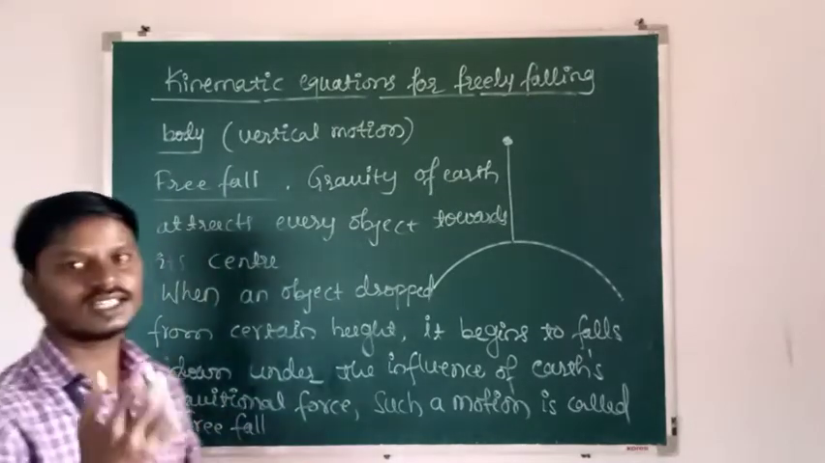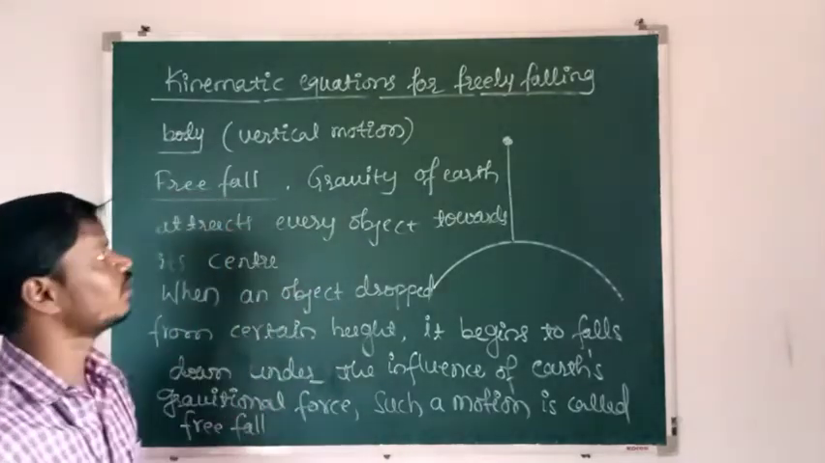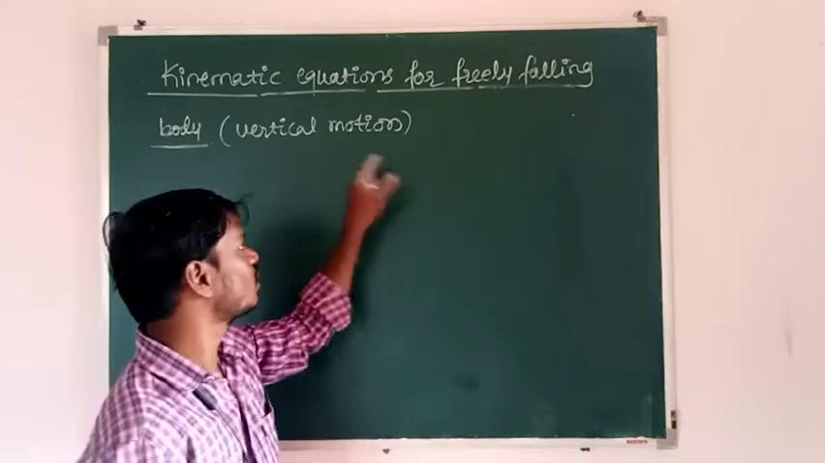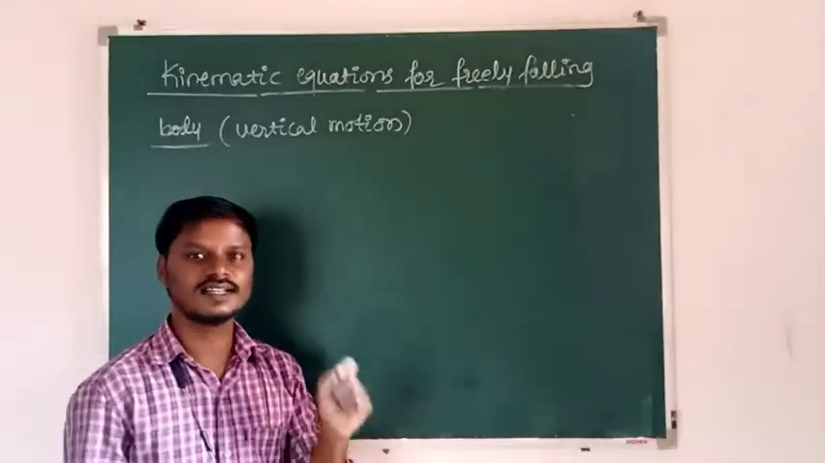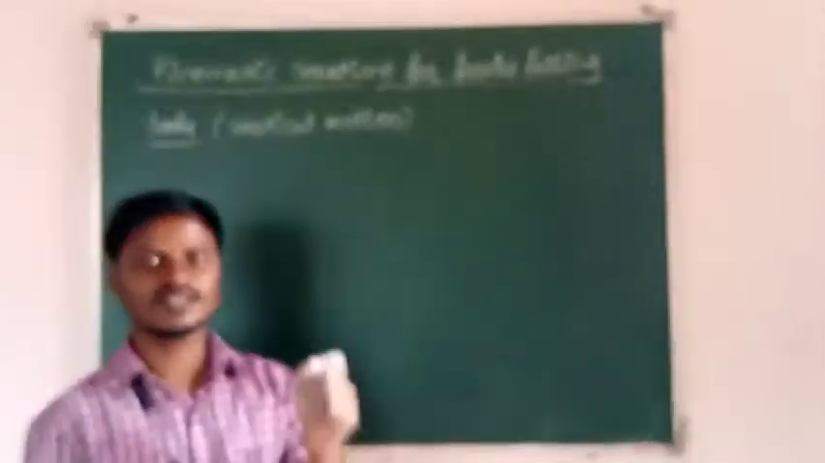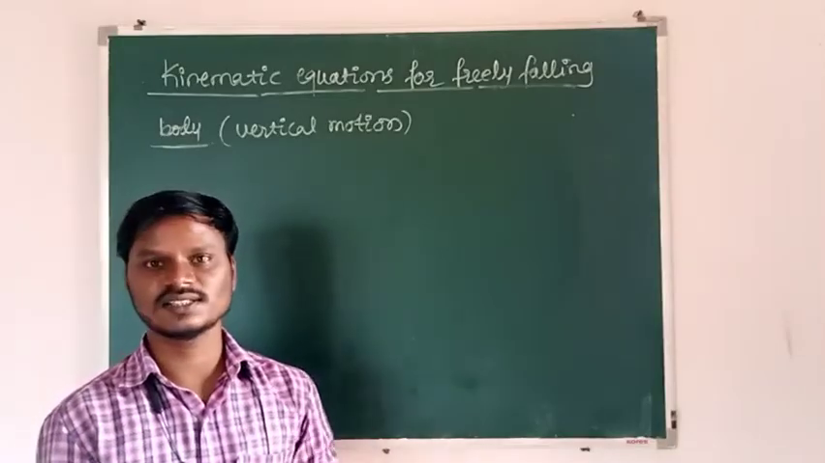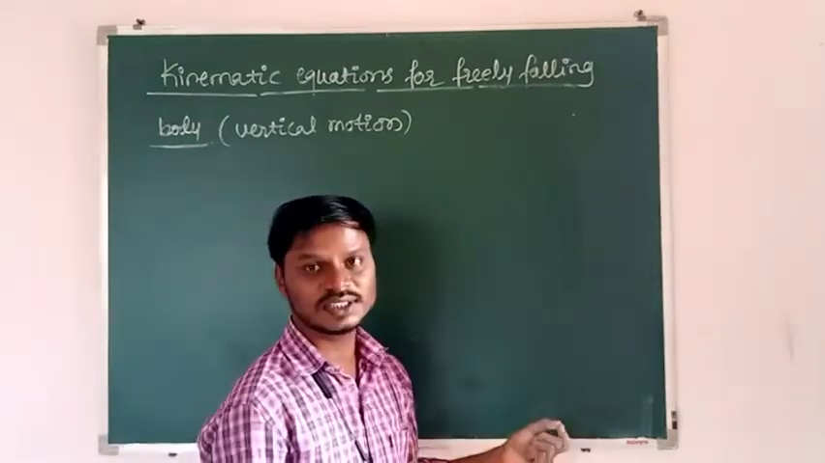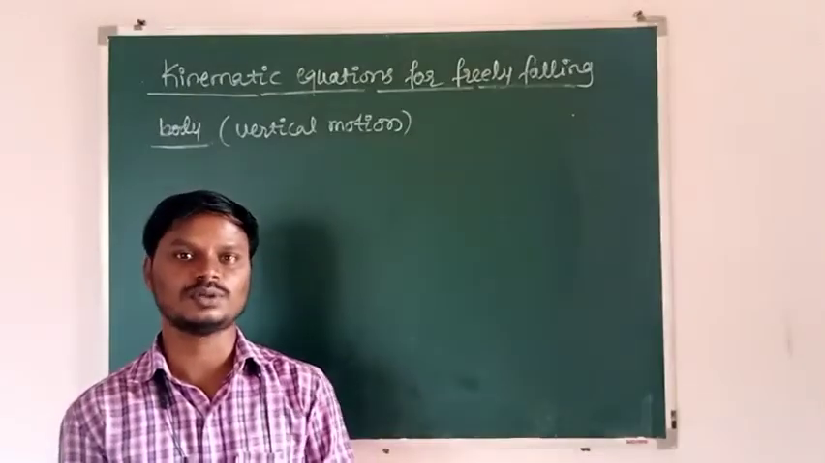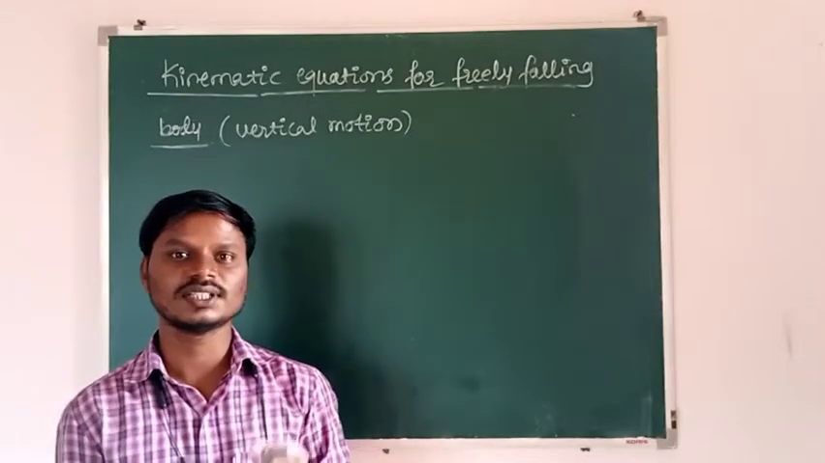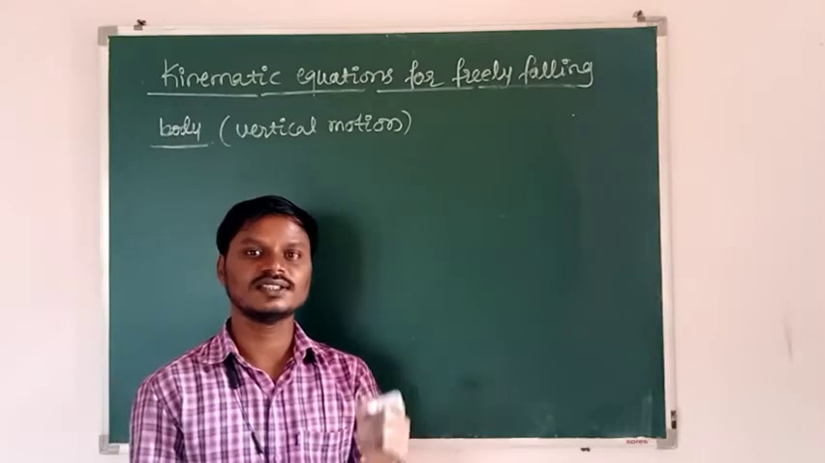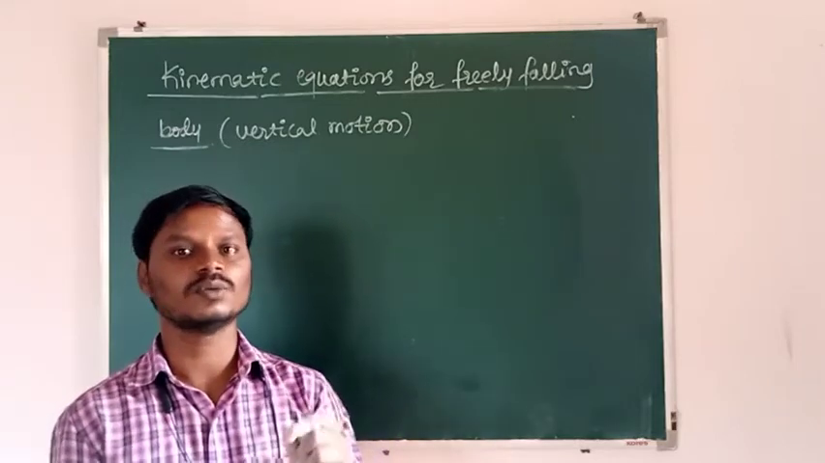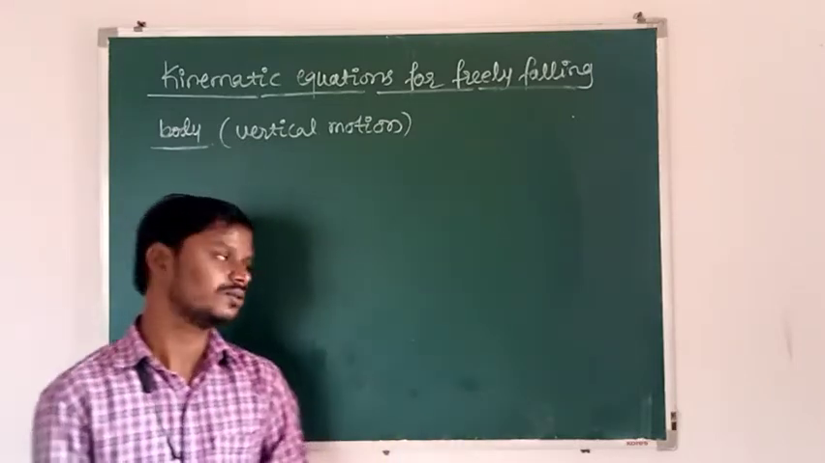Then what are the kinematic equations used in the freely falling body? Now what are the kinematic equations used in vertically downward motion? As I said, as the body falls down, its velocity increases. As its velocity increases, the acceleration of the body can be taken as positive. And there is an acceleration produced in the body due to the Earth's gravitational force. What is acceleration due to gravity? It is the acceleration produced in the body due to the Earth's gravitational force.